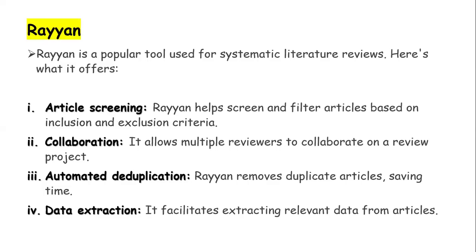And the last one is Rayan. Rayan is a popular tool used for systematic literature reviews. And what it can offer you is article screening. It can screen your articles.